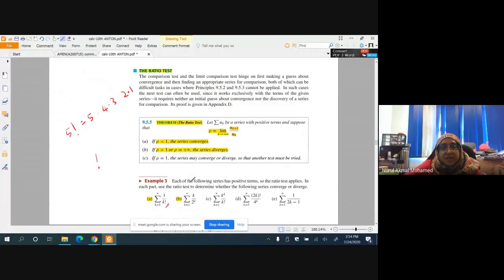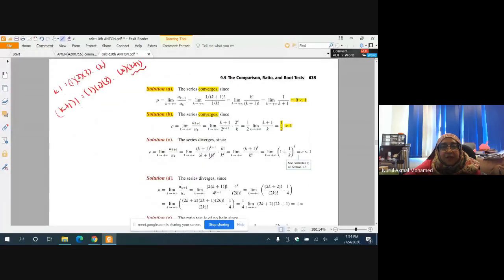Your series is k divided by 2 to the power of k. So this is your uk. So uk plus 1 is equal to k plus 1 divided by 2 to the power of k plus 1. Okay? So k plus 1 divided by 2 to the power of k plus 1. You multiply with this one here, 2 to the power of k divided by k.